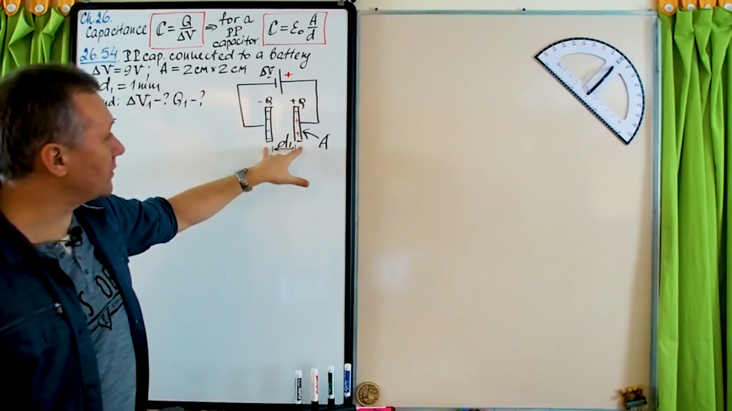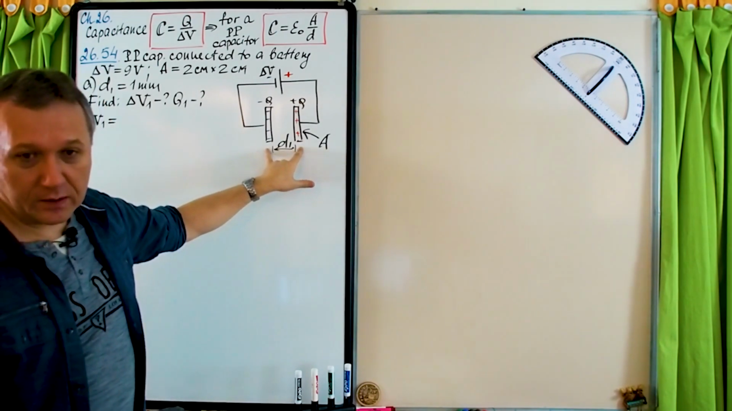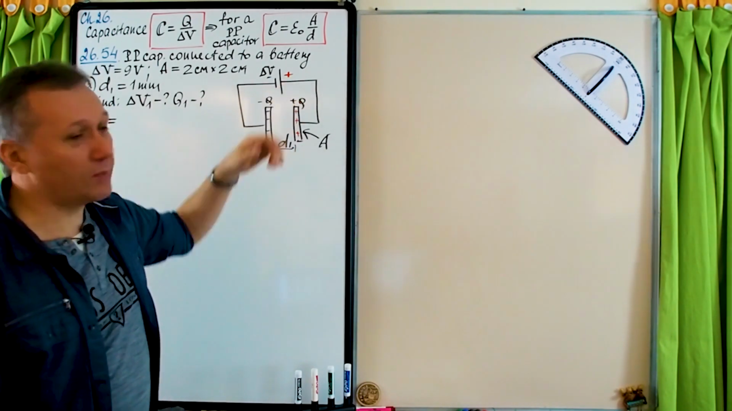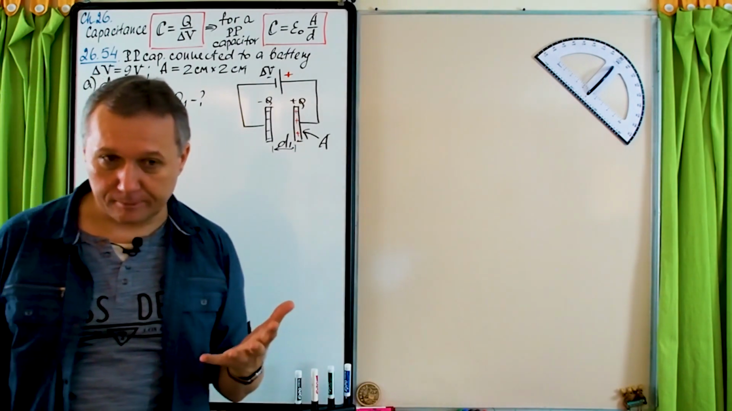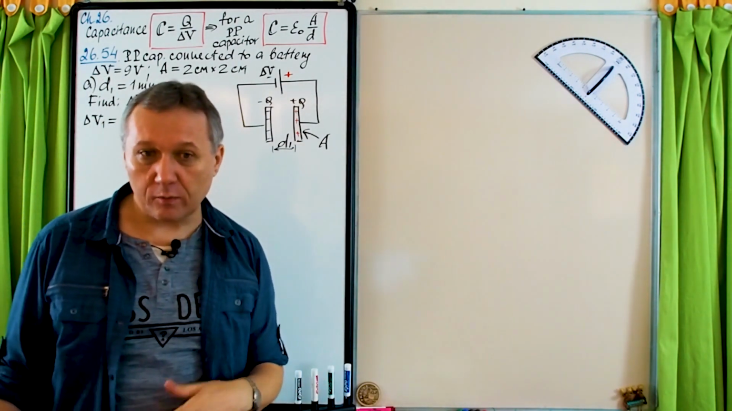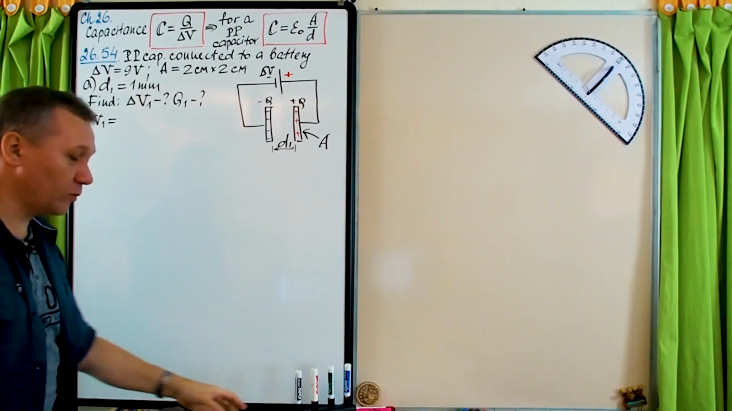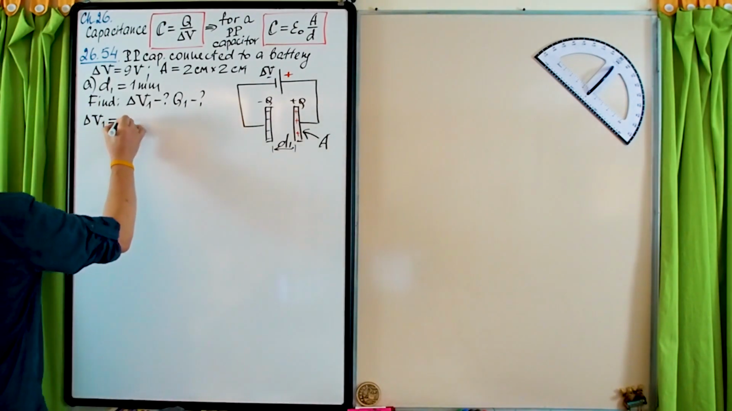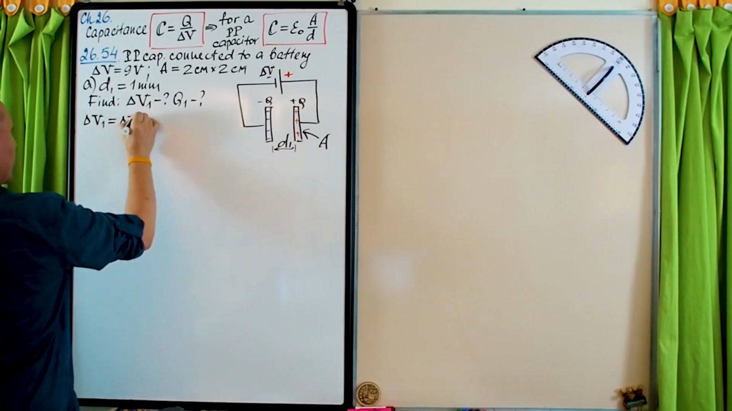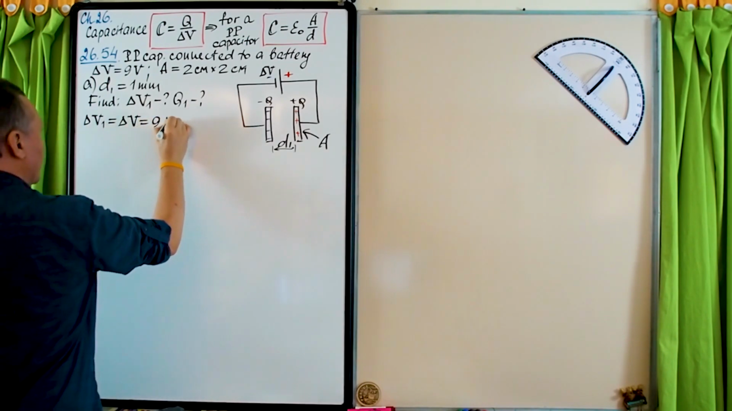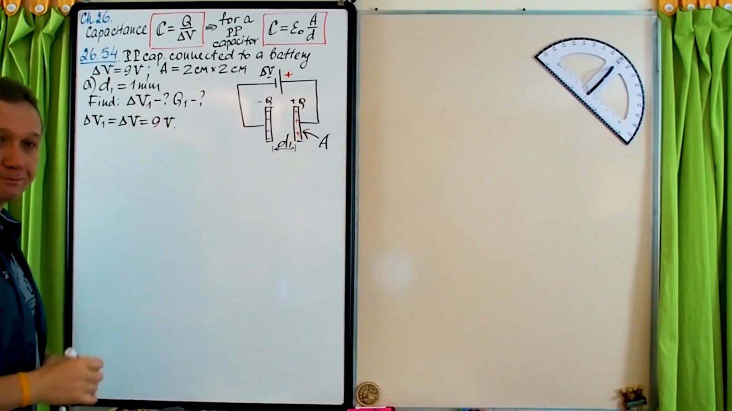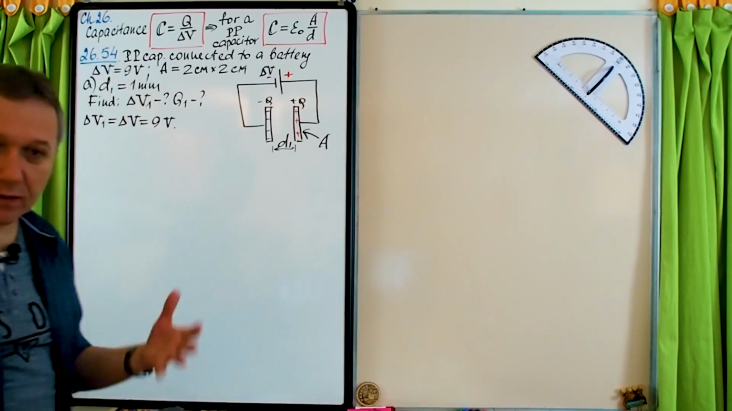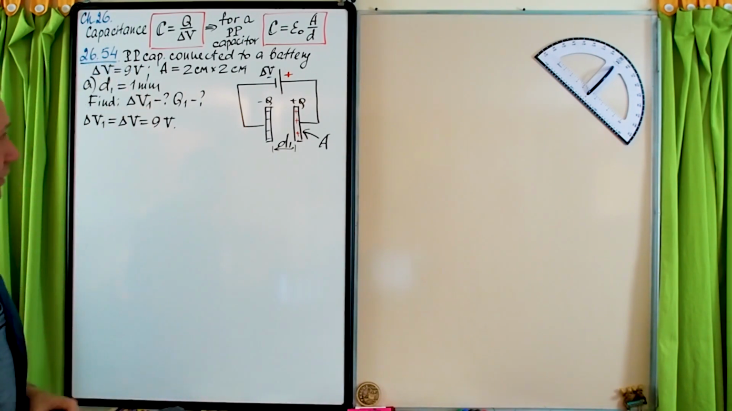So the potential difference across a capacitor, in this case, is all the time equal to the potential difference across a battery. So we can write immediately that delta V1 in this case is equal to delta V, and equals 9 volts. Okay, that's more or less obvious, but I just wanted to give you the justification.